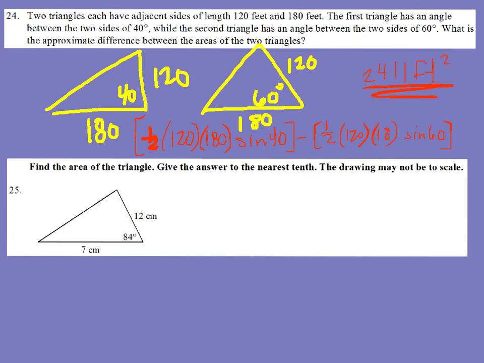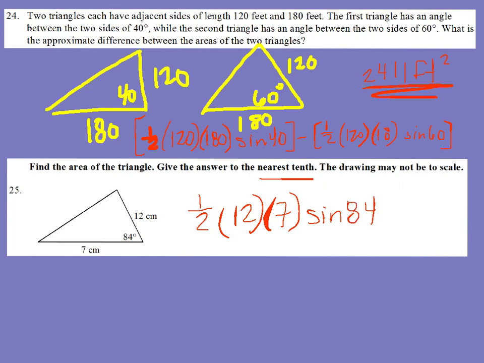Alright, number 25. Find the area of the triangle. Give the answer to the nearest tenth. Alright, so we're using the same formula as above. So the last one's a pretty easy one. 1/2 times the side, 12, times the other side, 7, times the sine of the angle, sine of 84. And when you put that in your calculator, you get, rounding it to the nearest tenth, 41.8 centimeters squared.